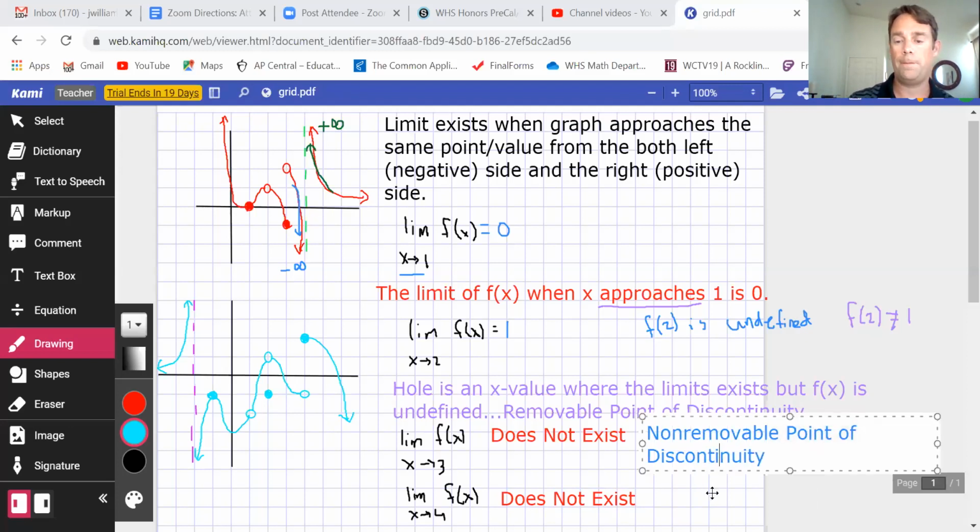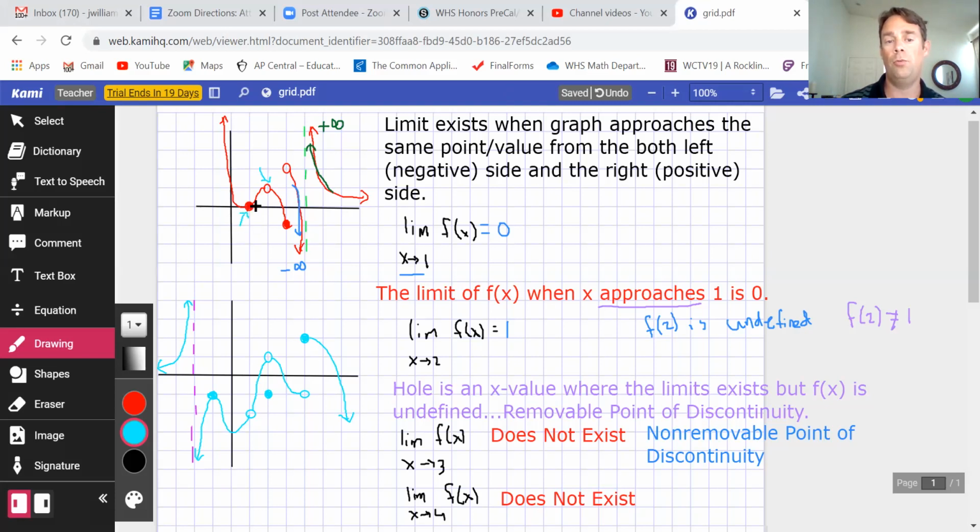Continuity. There we are. So when a limit exists, that can be it here. Let's pick a different color. There we are. The limit exists when I'm dealing with a solid dot. The limit also exists at an open dot, because the graph comes to the same point from the left and the right side.